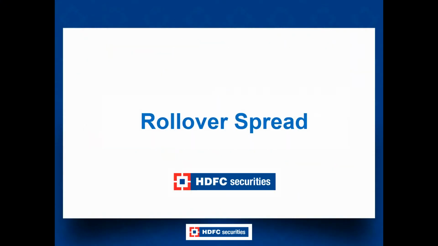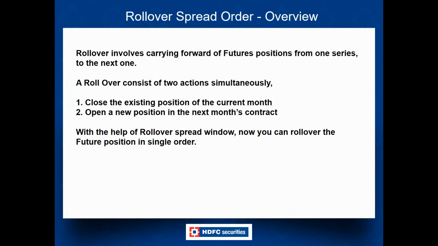Now let us understand about one more order facility called rollover spread. Now what is rollover spread? What is rollover? Firstly, let us understand that rollover involves carrying forward of futures positions from one series to the next one, and a rollover consists of two actions simultaneously. That is, you close your existing positions of the current month and take the same positions in the next month. Now this process is called rollover. So rollover only happens in futures. It doesn't happen in options.